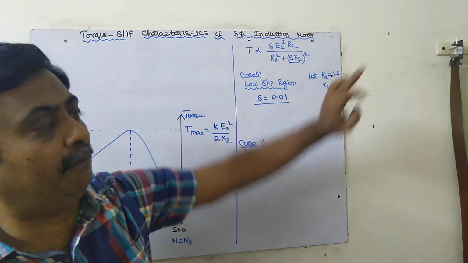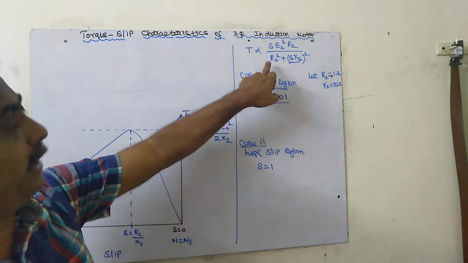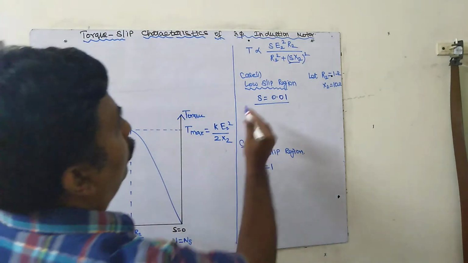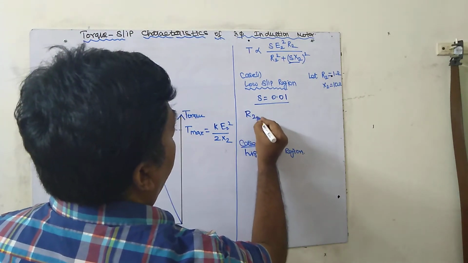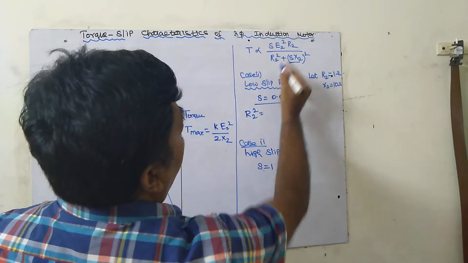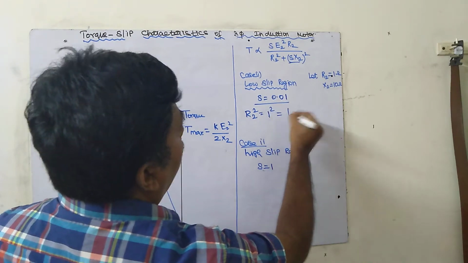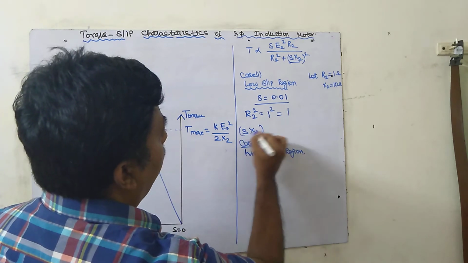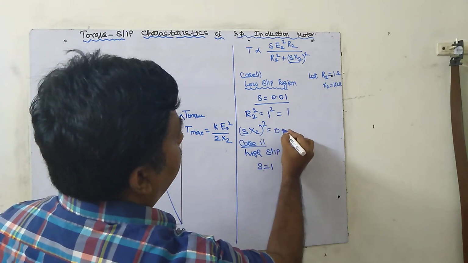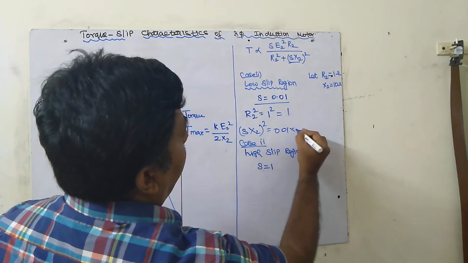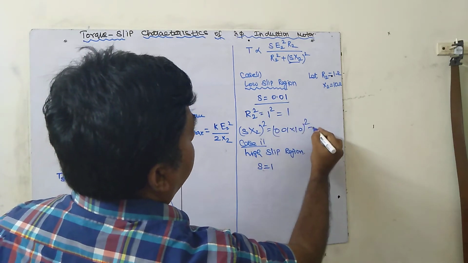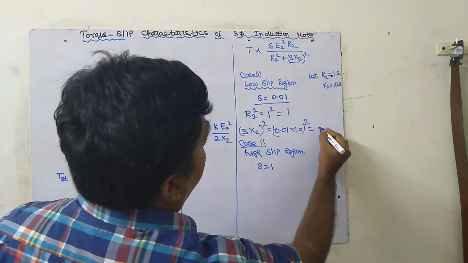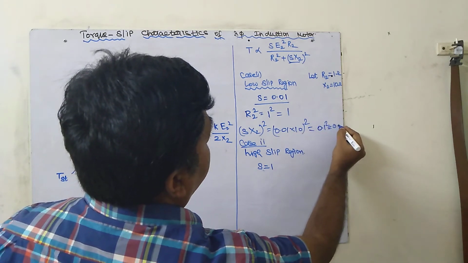Suppose I substitute in the low slip region. What is R2 square? R2 I have taken as 1, so R2 square equal to 1 square, which is 1. Similarly, S into X2 the whole square: S equal to 0.01, into 10, the whole square, which is 0.01 square into 10 square, equal to 0.1 square, which is equal to 0.01.